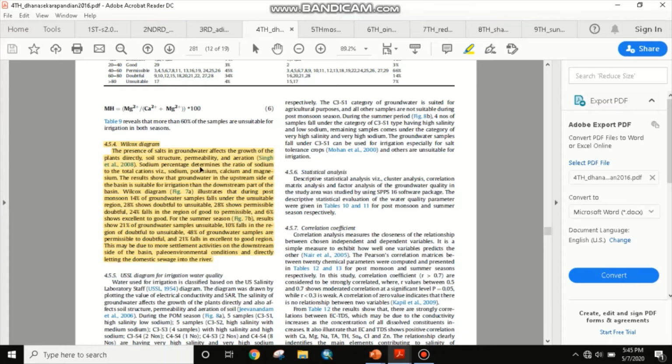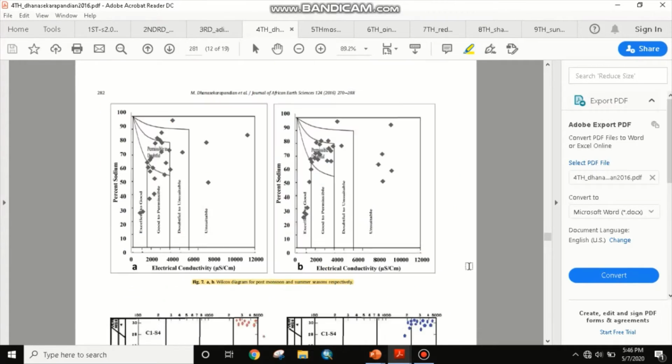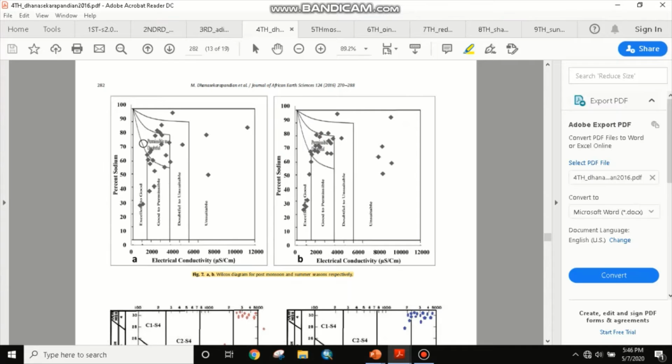So they have collected groundwater samples in different seasons, and according to the Wilcox diagram, they have categorized those samples. If we see here and here, these are the two different seasons. You see it is written over here: one is post monsoon, another is summer season.